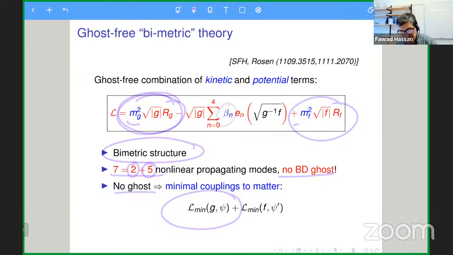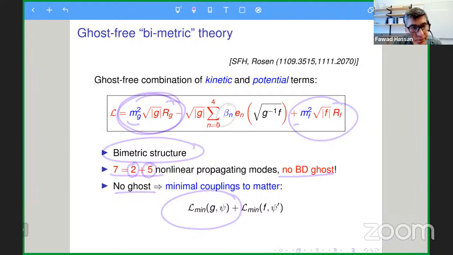The strong equivalence principle is changed because now the equation of motion for the metric gets modified. It gets sourced by the other spin-2 field. So you change the strong equivalence principle, but not the weak equivalence principle. And the weak one is the one which is better established.